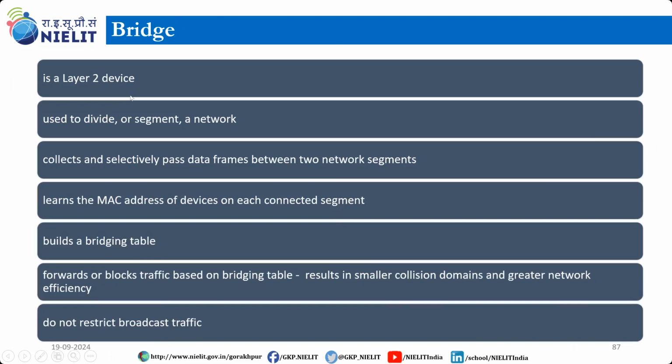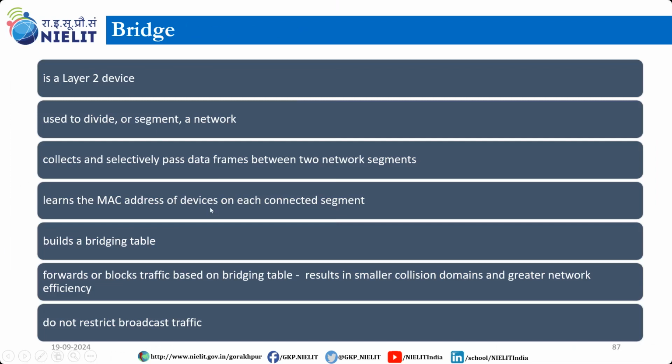Now coming to bridge. So basically a bridge is simply a layer 2 device, a data link layer device used to divide or segment a network. When we want to connect two different segments together, we can use the bridge. It collects and selectively passes data frames between two network segments. So there can be 5, 10, 20 PCs in one segment, and a frame from one segment can be forwarded to the second segment, and vice versa.